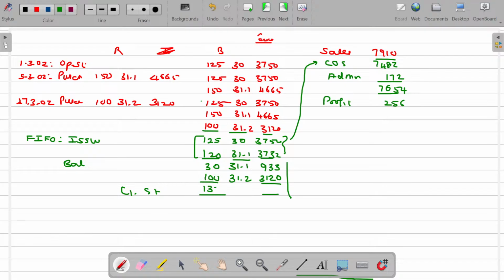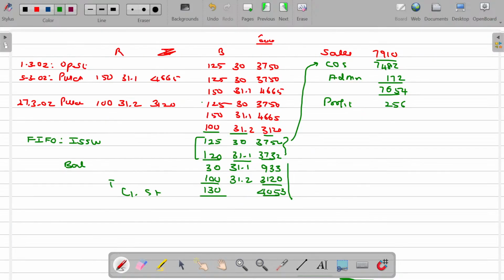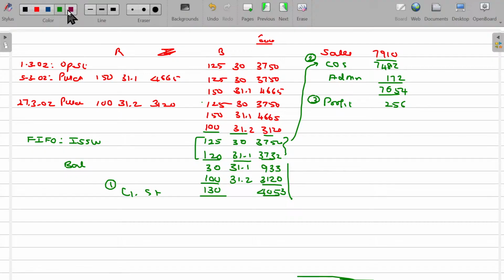Units, 130 units we have, total value being, you add up these two, 4,053, and your profit is also found out. So closing stock value, cost of sales value, profit value we got under FIFO method.